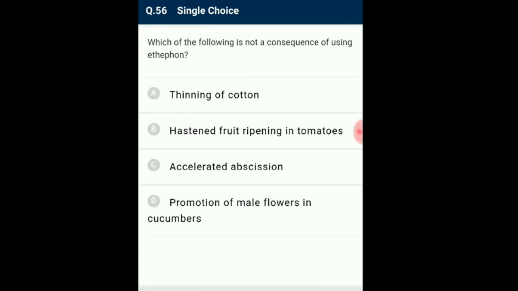Question number 56. Which of the following is not a consequence of using ethephon? The most widely used compound as a source of ethylene is ethephon. Ethephon is an aqueous solution, is readily absorbed and transported within the plant, and releases ethylene slowly. Ethephon acts on fruit ripening in tomato and apples and accelerates abscission in flowers and fruits. It promotes female flowers in cucumbers, thereby increasing the yield. So the answer is option D, promotion of male flowers in cucumber is not a consequence of using ethephon.